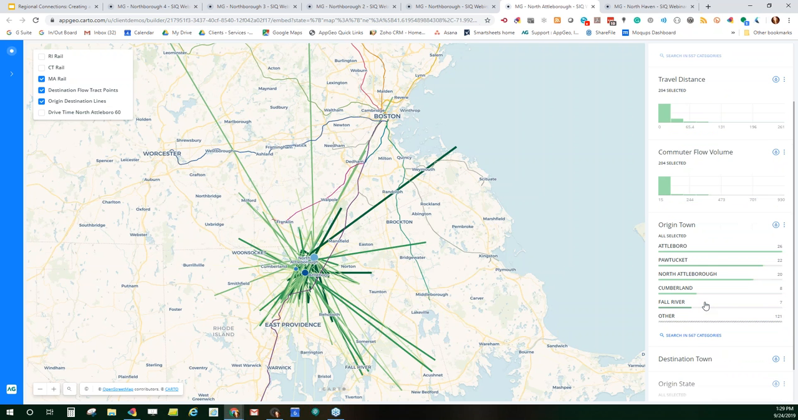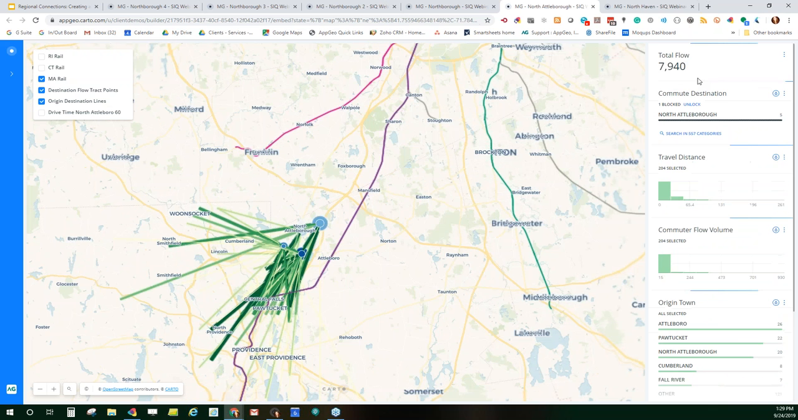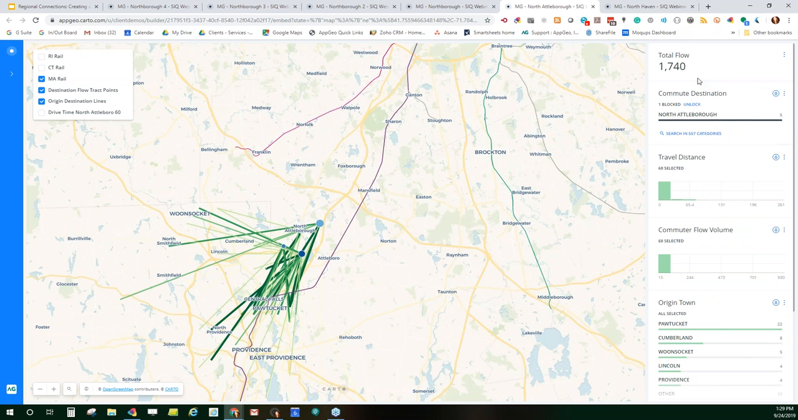Let's see if there are any interesting patterns with commuters coming from Rhode Island. There we go. So if I scroll up here, I can see that we have 1,740 people commuting from Rhode Island to North Attleboro. Well, what distance is most common to commute from Rhode Island? This first travel distance group here shows that there's a high number of commutes coming from a shorter distance.